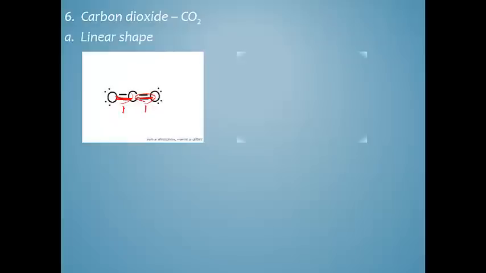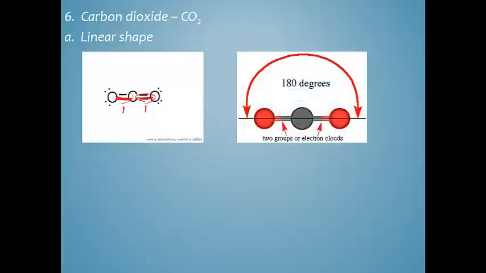And in this case, your angle is actually 180 degrees, so it is very flat, very linear. And again, that has to do with just the way those electrons are going to want to be repulsed from each other with these double bonds.